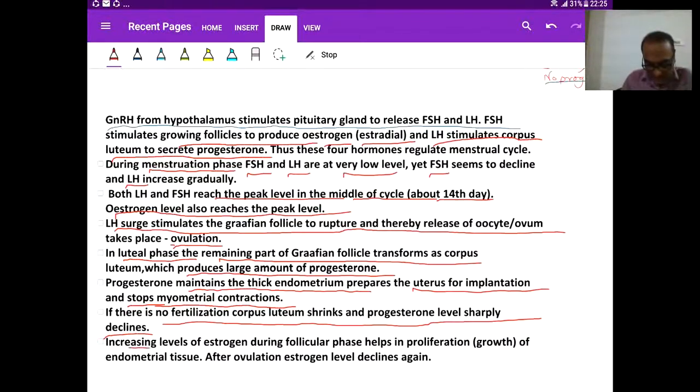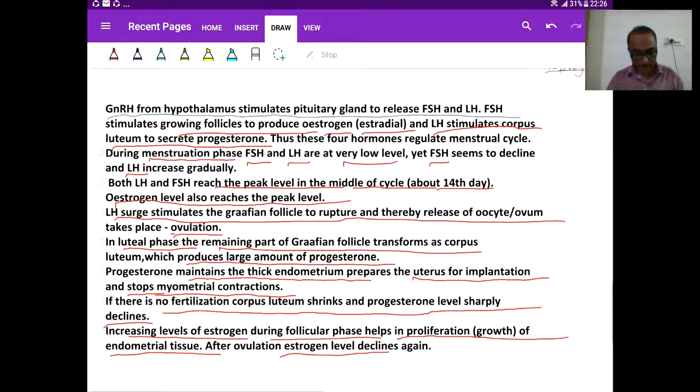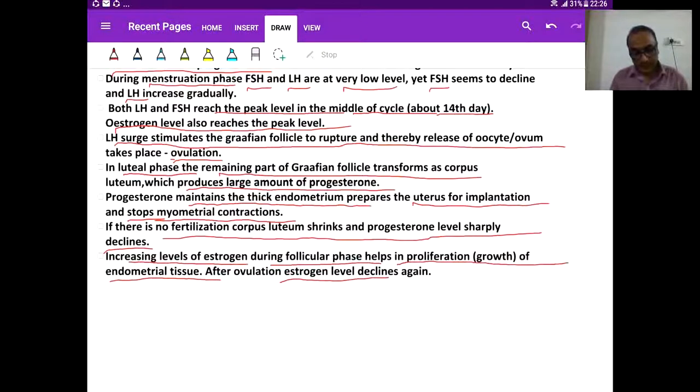Then increased levels of estrogen during the follicular phase help in what? Proliferation, that is growth of endometrial tissue. After ovulation, yes, progesterone level increases, but estrogen level declines and certain low levels are maintained. So that's what about the regulation of the menstrual cycle by the help of the hormones, hormonal regulation.